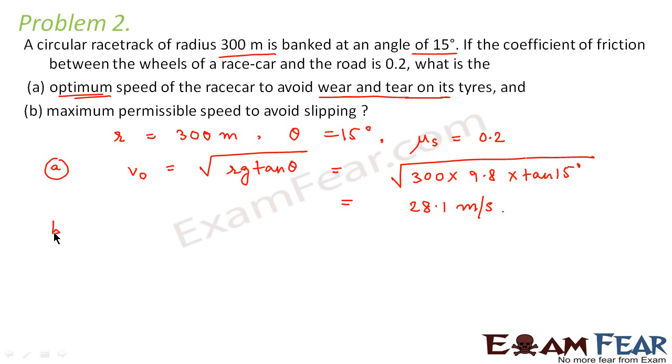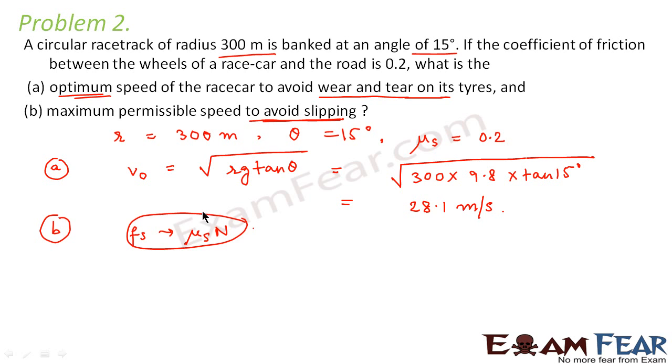Now let us look at the second part, maximum permissible speed to avoid slipping. So what would be the maximum permissible speed to avoid slipping? That means we don't want the car to slip. So in that case, it should be the scenario when the value of the static friction is equal to its maximum value. That means static friction should exist and the value of static friction should be equal to mu s into N. This is that scenario because when static friction is at its maximum value, it will not slip. Slipping will start only when it becomes greater than this.